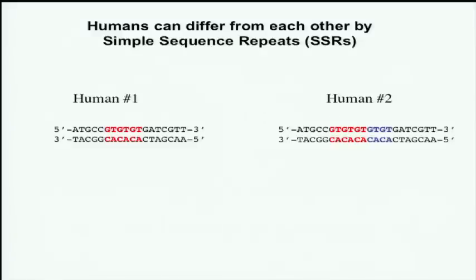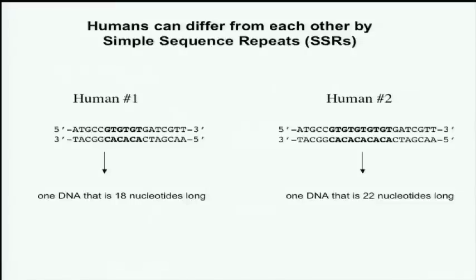So these two people don't differ in sequence, they differ in length. And on my next slide, I'll show you that if you count up the letters of DNA in the top strand of each person's DNA, human number 1's DNA would be 18 letters long, and human number 2's DNA would be 22 letters long. So if we have a technique that separates DNA by size, we can actually tell these people apart. We do have a technique that does this, and I'll show you that on my next slide.